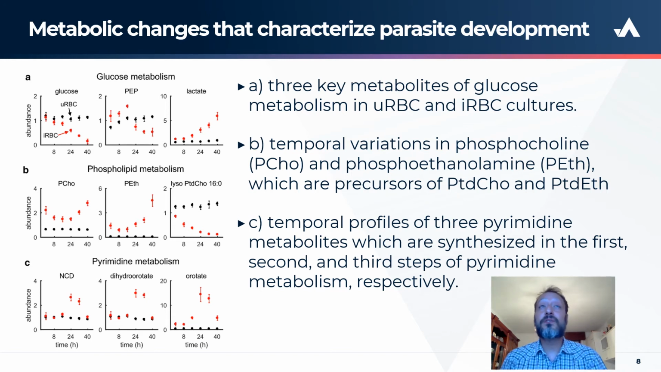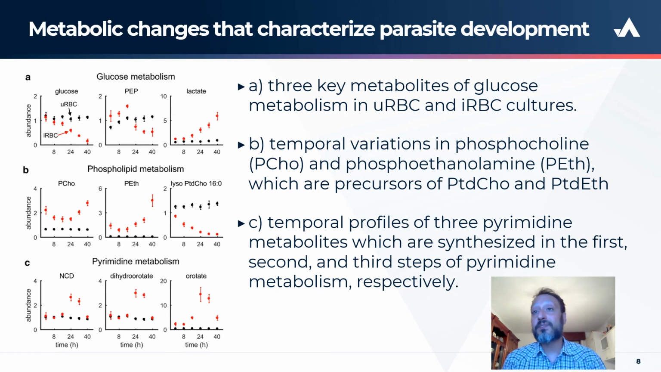Now, the parasite also needs to synthesize purine and pyrimidine nucleotides for DNA synthesis. And it does this by salvaging purine nucleotides from the host erythrocyte and synthesizing pyrimidine nucleotides de novo. And in figure C, you can see the temporal profiles of 3 pyrimidine metabolites, which are synthesized in the first, second, and third steps of pyrimidine metabolism, respectively. All 3 metabolites from the infected red blood cell cultures showed a temporal pattern consistent with Plasmodium DNA synthesis.